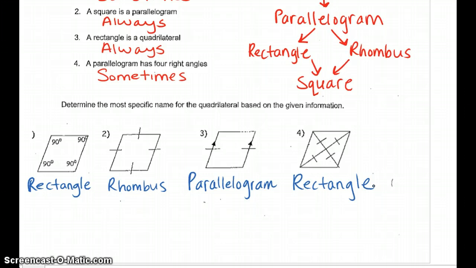Using these properties, finish filling out your flashcards and bring your notes and flashcards to class on Friday.